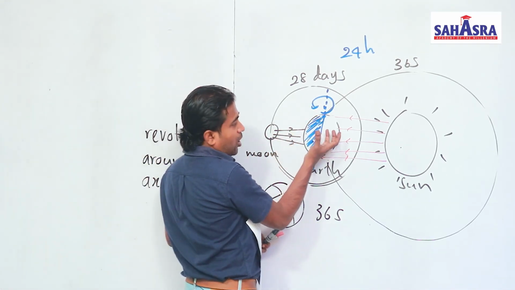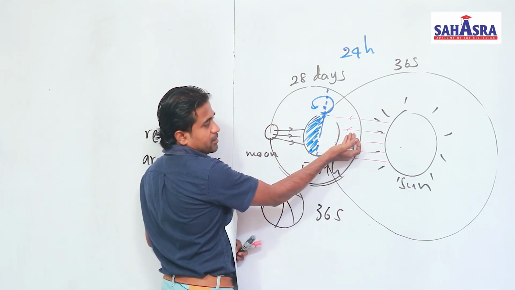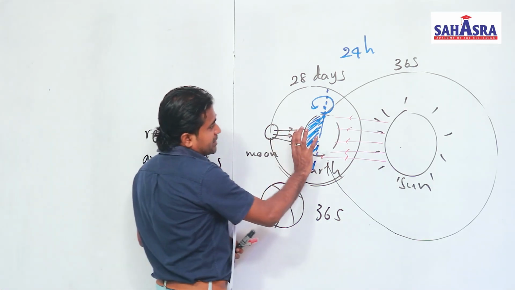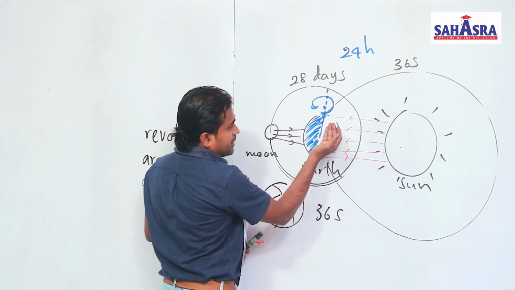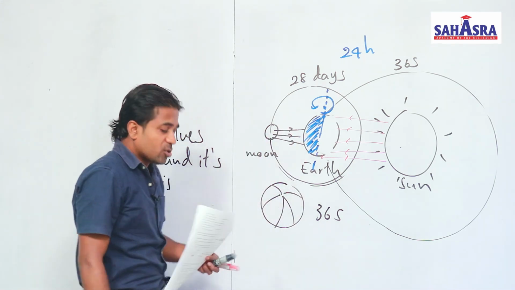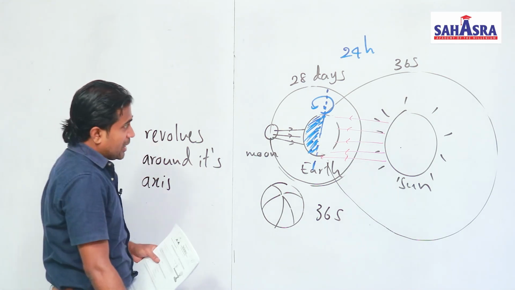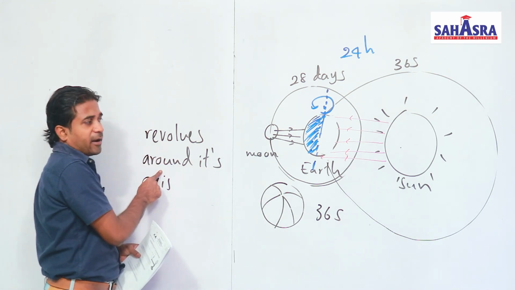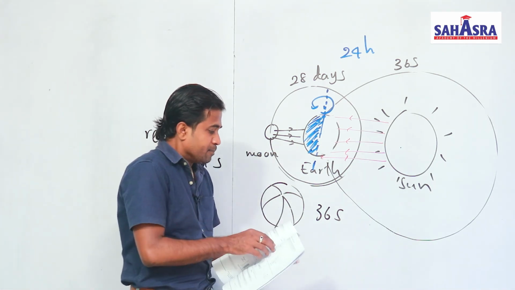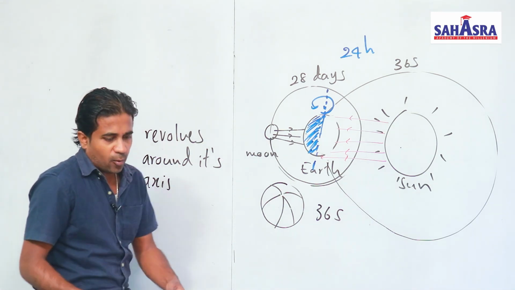Otherwise, if it's not revolving around itself, it would always be daytime on this side and always night on this side. That does not happen. Because it's revolving, the side the sunlight strikes on the earth has the daytime. The other side, it's night. So the answer should be part D: due to the earth revolving around its own axis. That's why we are having day and night. I hope everyone understands up to now.